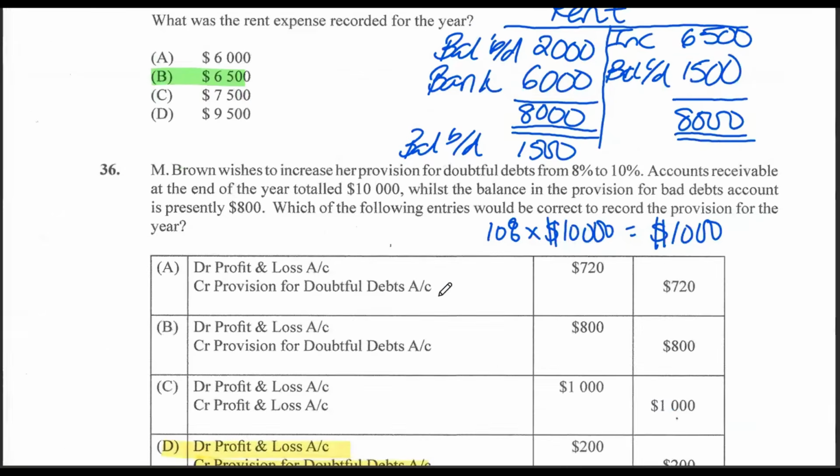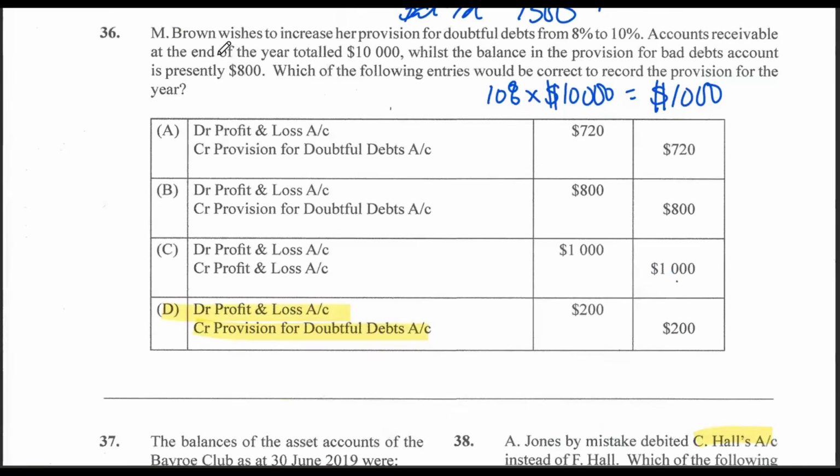Ms. Brown wishes to increase her provision for doubtful debts from 8% to 10%. Accounts receivable at the end of the year totaled 10,000, while the balance sheet provision stood at 800. Which of the following entries would be correct to record the provision for the year?